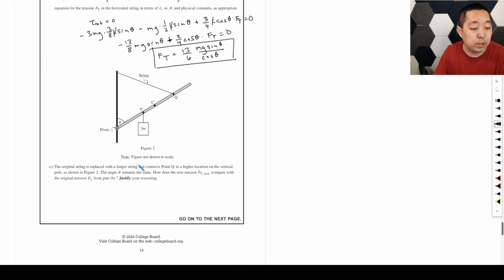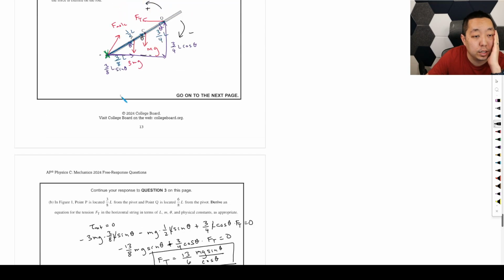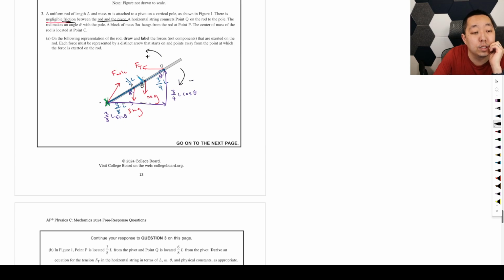Original string is replaced with a longer string that connects point Q at a higher location on the vertical pole. The angle theta remains the same. How does the new tension compare with the original tension for part B? And justify your reasoning. Well, let's see here. So what we ultimately found, and let's just look at the original free body diagram of these forces here, what we originally found is that in order for the torque to be balanced, we do need this component.